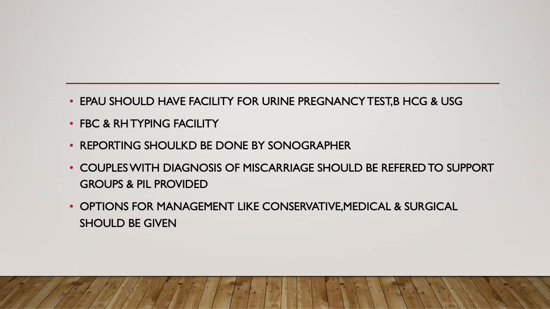Now about the early pregnancy assessment unit. There should be a facility for urine pregnancy test, beta HCG levels, and ultrasound, full blood count for the patient, and RH typing. Reporting should be done by a sonographer, and couples with the diagnosis of miscarriage should be referred to support groups, and a patient information leaflet, that is PIL, is provided to the couple. Options for management, like conservative, medical, and surgical, should be given to the patient.